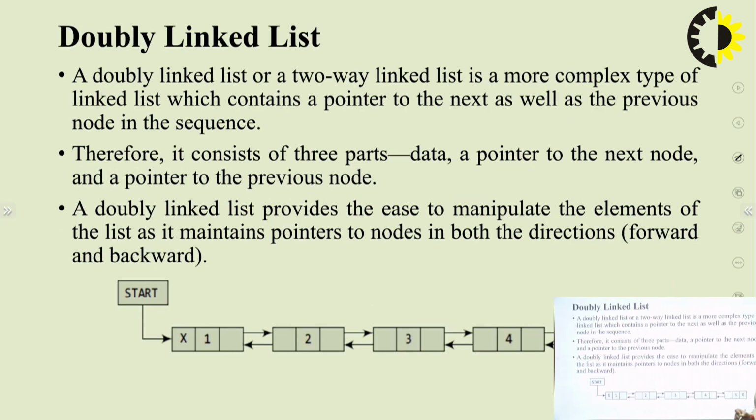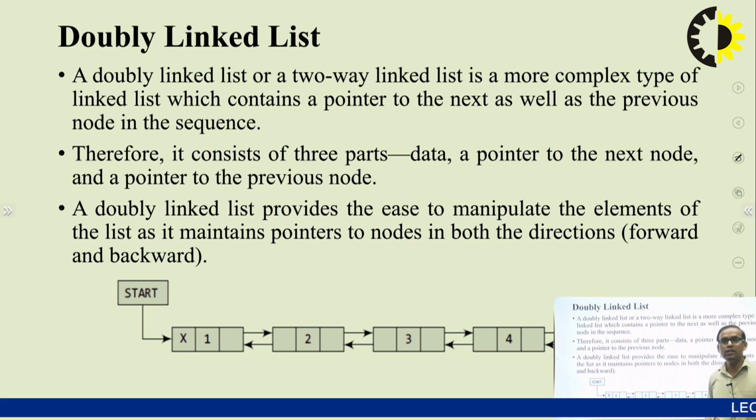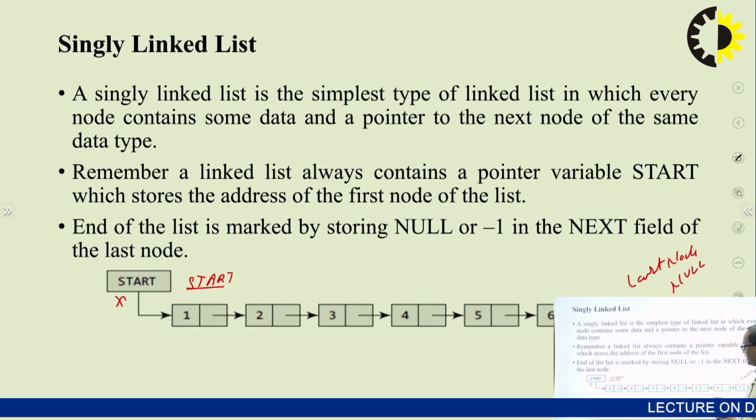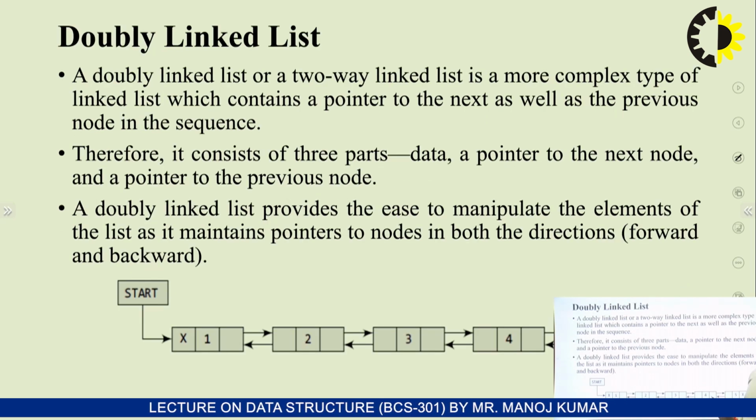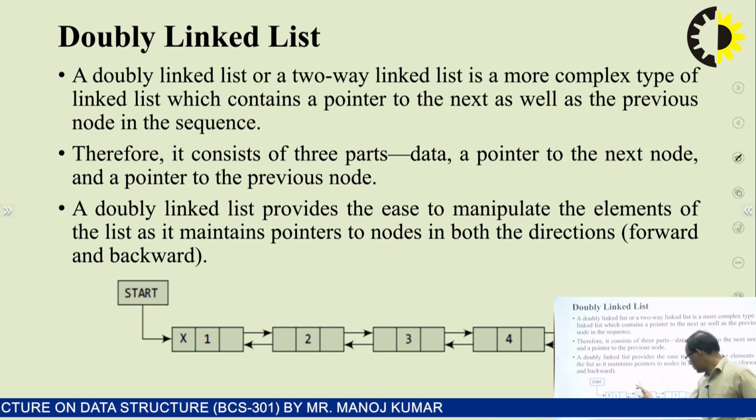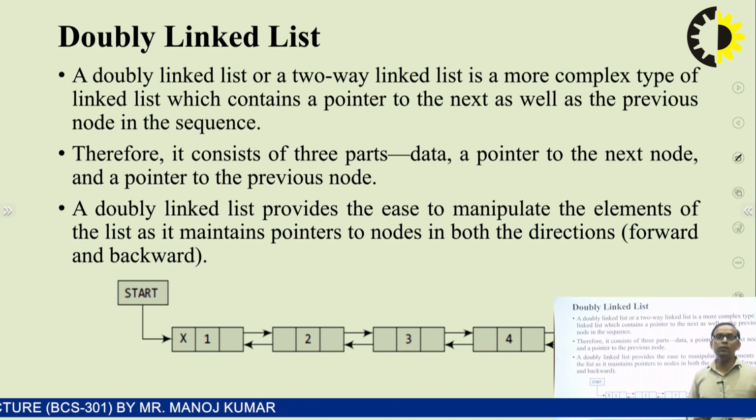Next one is the doubly linked list. What happens in case of a doubly linked list? Actually, the basic limitation of a singly linked list is that we can traverse only in one direction, from start to end. We cannot traverse in the reverse direction. It means we cannot move from last to beginning. But in case of a doubly linked list, we can traverse in both directions. We can traverse from the first node to the last node and from the last node to the first node. So this is the main difference between the singly linked list and the doubly linked list.